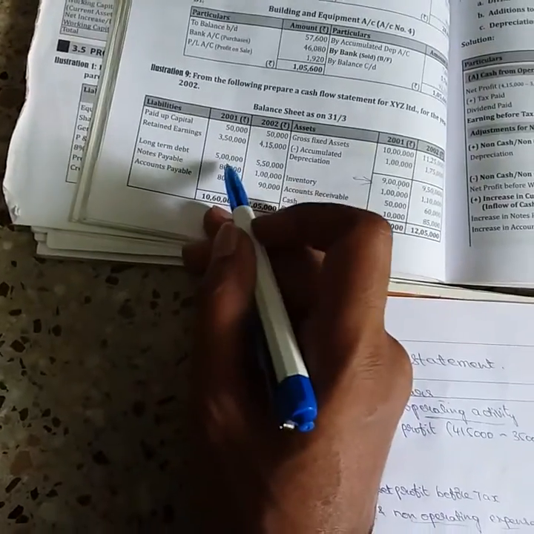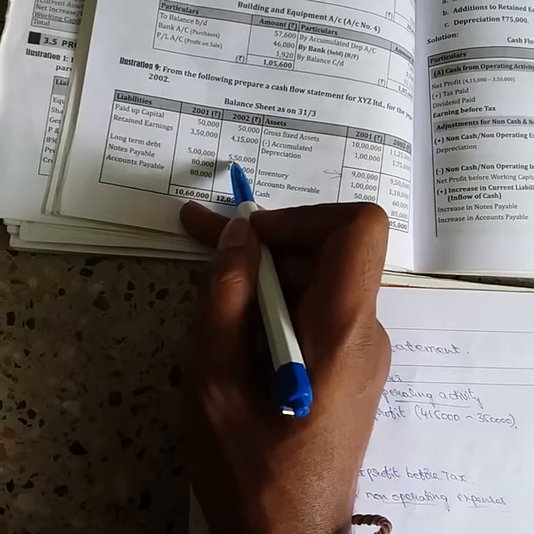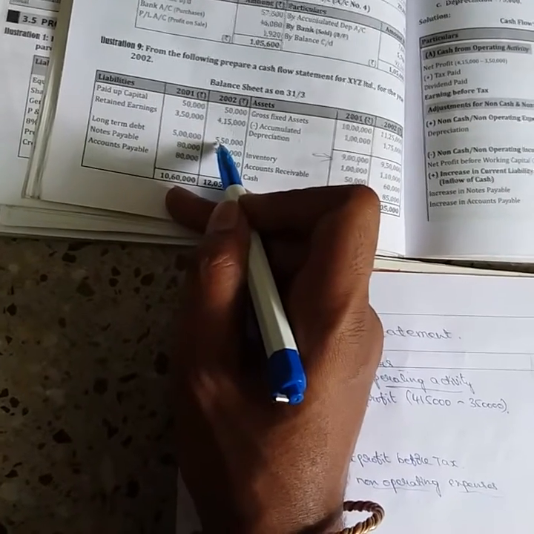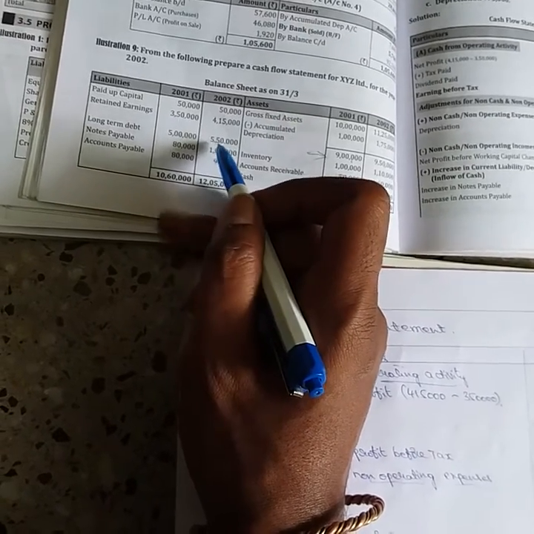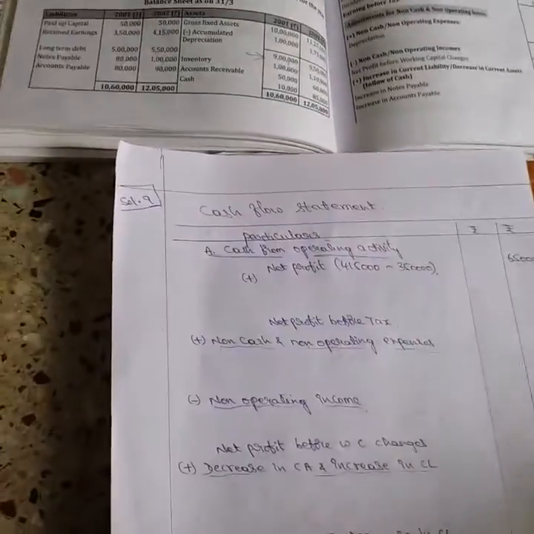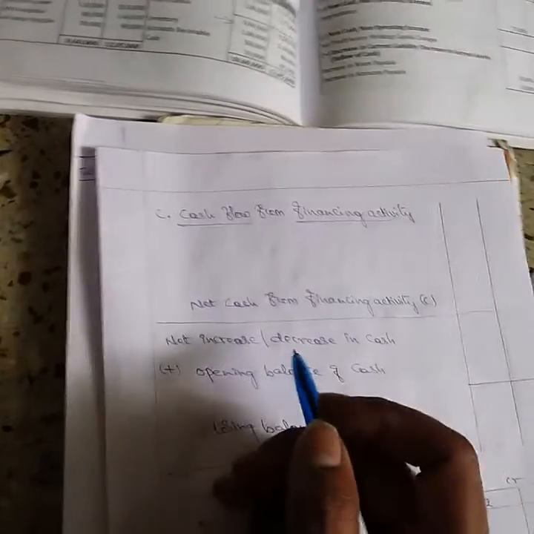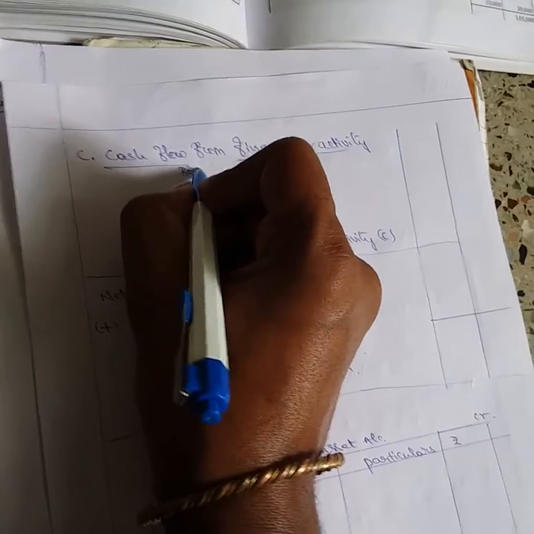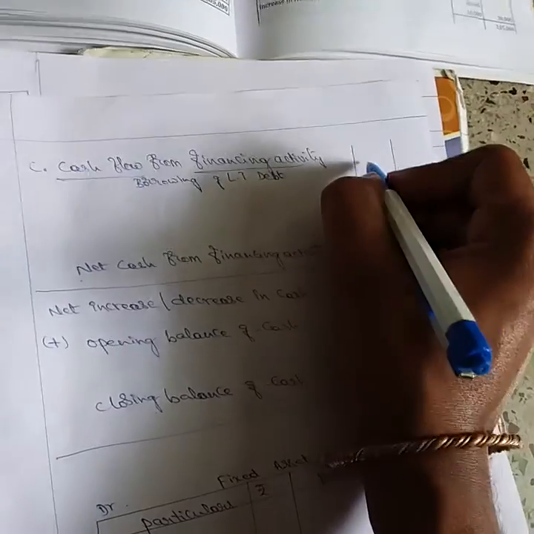Long term debt comes under financing activity, 5 lakh in 2001, and in 2002 it is 5,50,000, increase of 50,000. So it means long term debt increased. It indicates inflow of 50,000. Company borrowed 50,000 more loan. So it comes under financing activity. Financing activity, borrowing of long-term debt, amount 50,000.